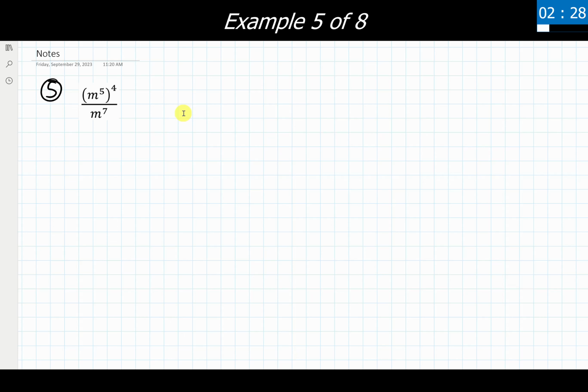So let's think on this problem here in one route that we could take. I have stuff going on in the numerator. Specifically, I have the power rule showing up. I have a set of parentheses raised to the 4th power, which means that something's going to happen with these two exponents here. I also have in the denominator m to the 7th.